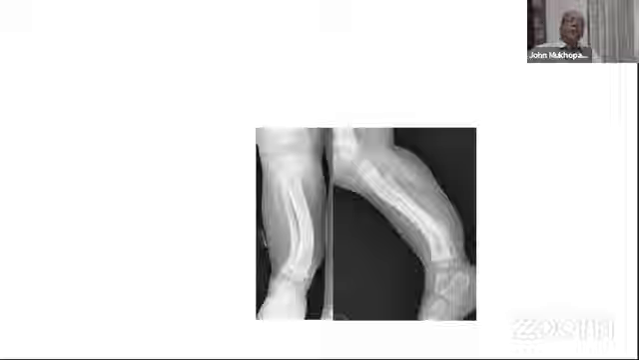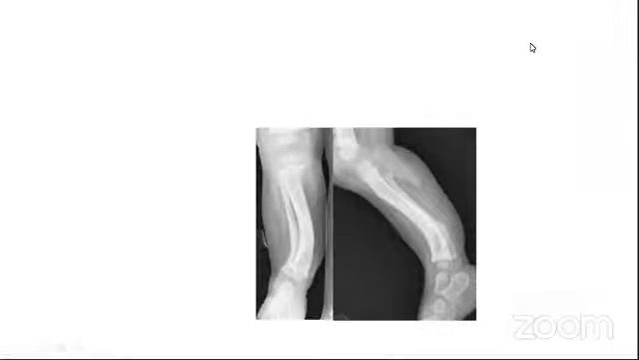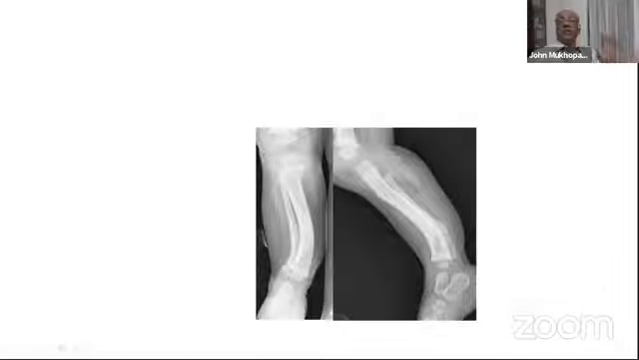So what's the natural history? Come on. If you know the problem, you'll know the natural history, and the natural history will tell you what you should be doing. So Sumit, what is the natural history of posteromedial bowing of the tibia? Does it fracture? No, sir. Can you talk louder? I can't hear you. Fracture is not likely. So it is not prone to fracture, unlike anterolateral bowing.